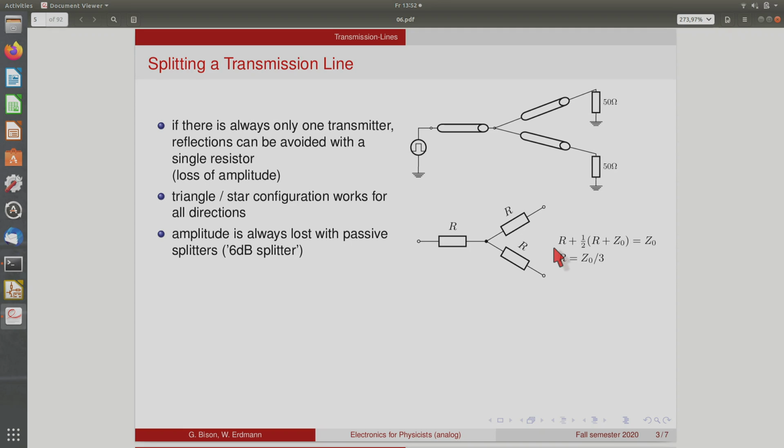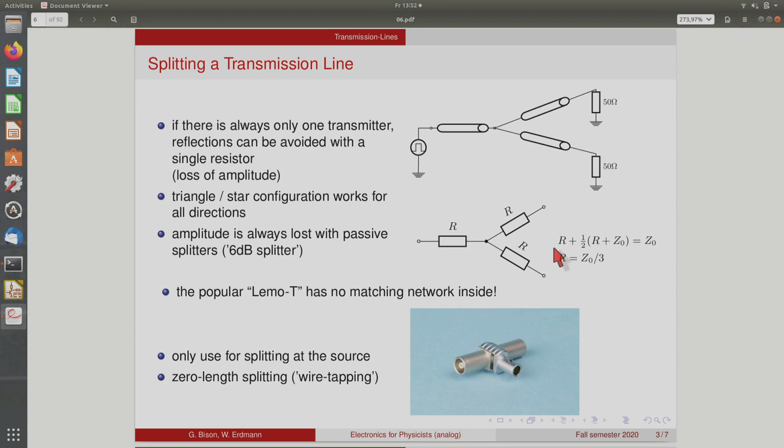But whichever way you look, you lose amplitude. So that's why sometimes these are called 6 dB splitters, okay? Because you lose 6 dB of amplitude here. And that always happens when you have passive splitters, so it's unavoidable. I mean, even if it was perfect in the sense that it doesn't burn any power in any resistors, you would still lose amplitude because you have to divide the power into 2 lines. So if you cannot afford losing amplitude in a splitter, you have to use an active splitter.